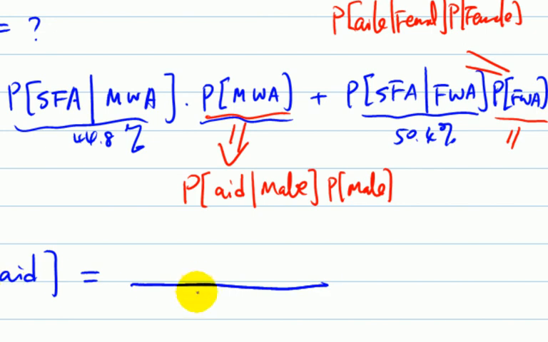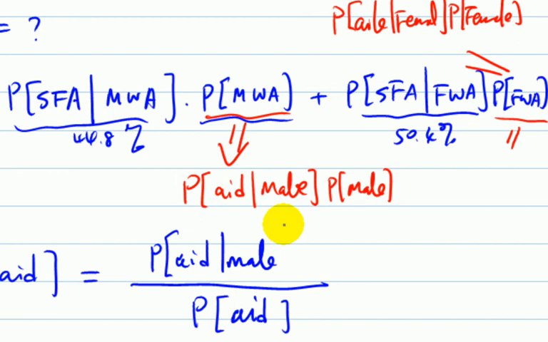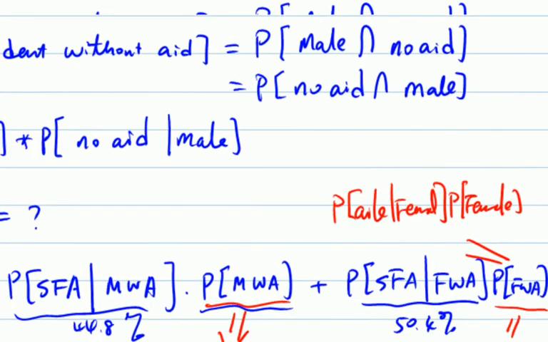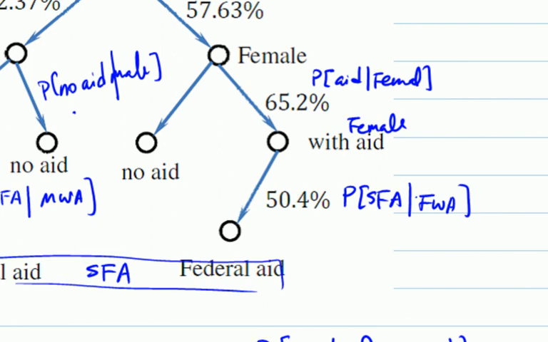Bayes theorem according to this one here, the lower one of P(male | aid), and P(aid | male) and P(female). So this is Bayes theorem. This you have in the tree diagram, this you have in the tree diagram. But the probability of aid you don't have in the tree diagram. So for the probability of aid, now you need the total probability theorem.